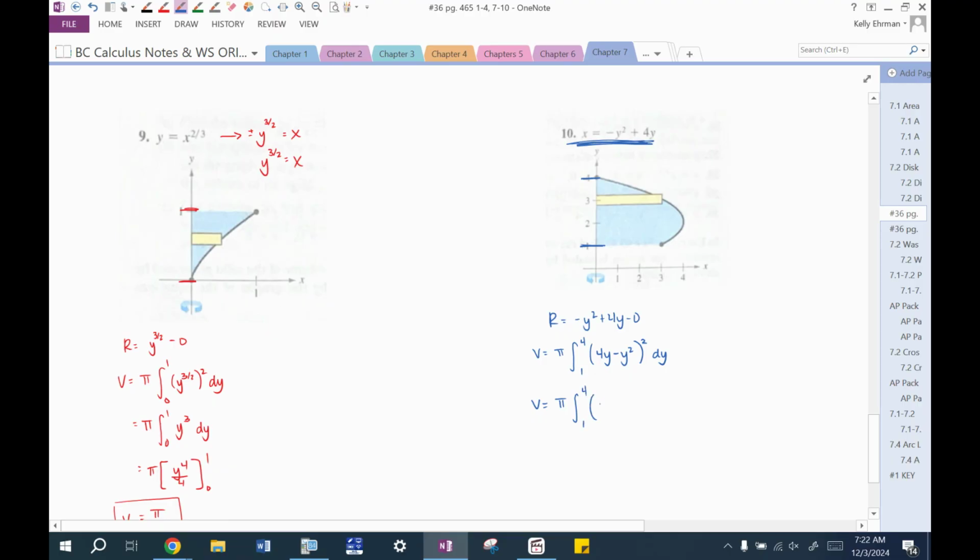So 4y times 4y is 16y squared. 4y times y squared is 4y to the third. There's going to be two of those, so minus 8y to the third. And then y squared times y squared will be plus y to the fourth.